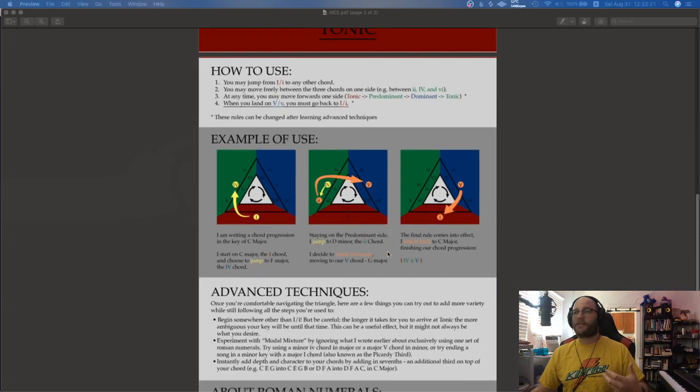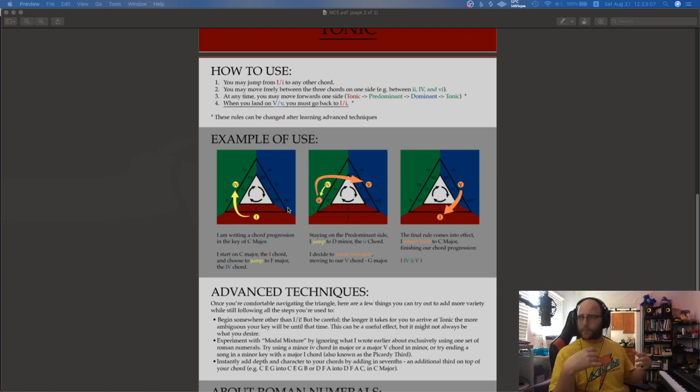A good way to think about this, or an example that I gave, is if I have a chord progression in C major, let's say I want to start on a C major chord. And then I want to move, so I go to the predominant side by jumping to F major. And then from there, I stay on the predominant and I move to D minor. From there, I'm like, well, let's start rotating sides. So let's move to the 5 chord. But because we did that, the fourth rule comes into play. Let me go back to 1.